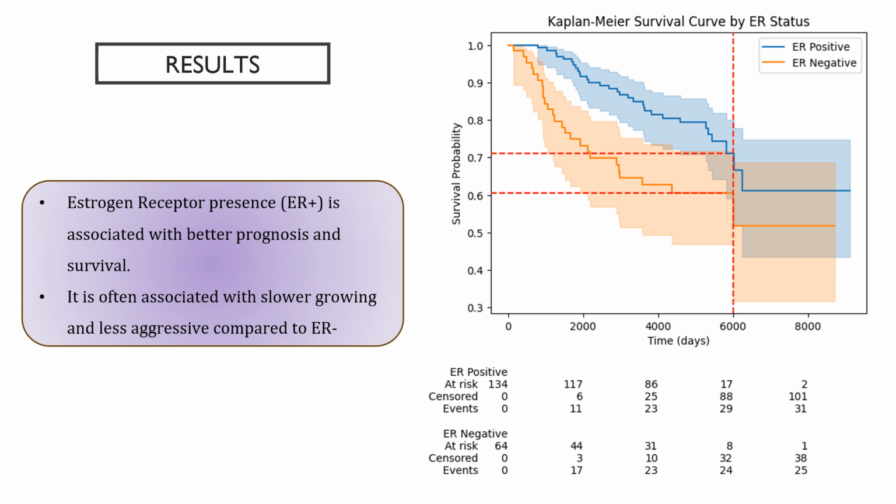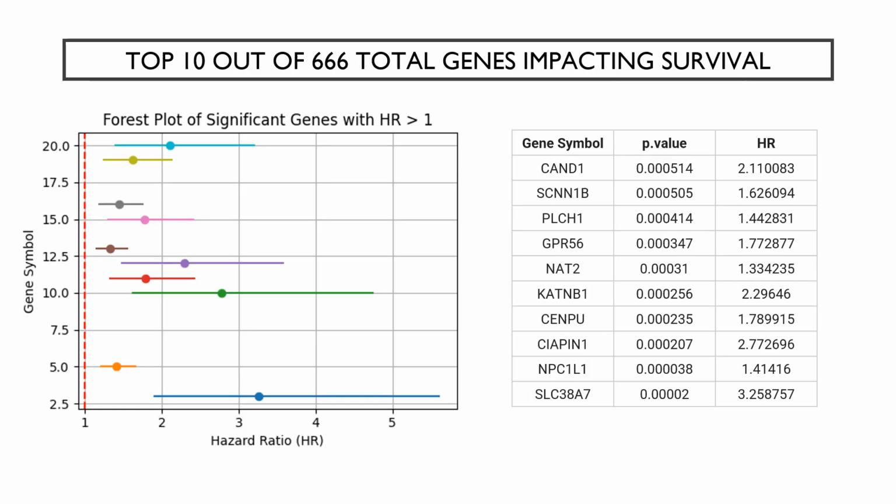Here are my results. Estrogen receptor presence is associated with better prognosis and survival. It is often associated with slower growing and less aggressive cancer as compared to estrogen receptor absence. Estrogen receptors are basically proteins found in some breast cancer cells that bind to estrogen, which is a hormone that can promote the growth of breast cancer cells.